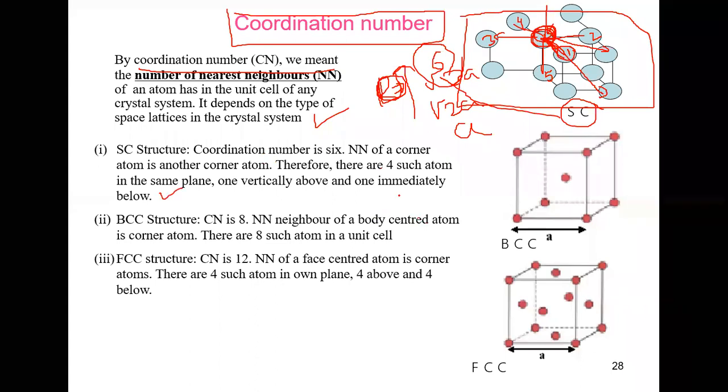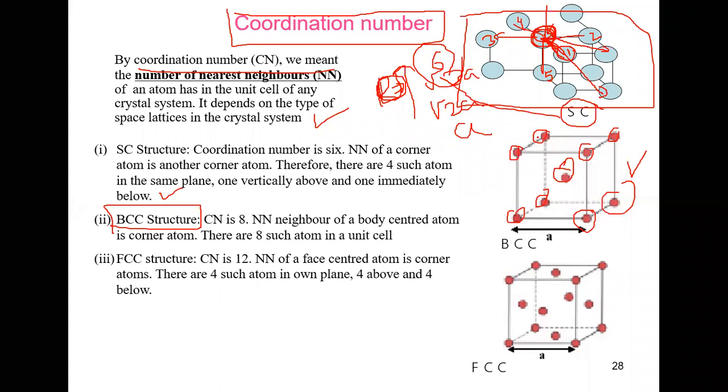Now we do the same thing for the BCC crystal structure. BCC means body-centered cubic crystal structure. If you draw a typical unit cell for body-centered cubic, this is the typical unit cell. Atoms are located at the corners and also at the body-centered position.